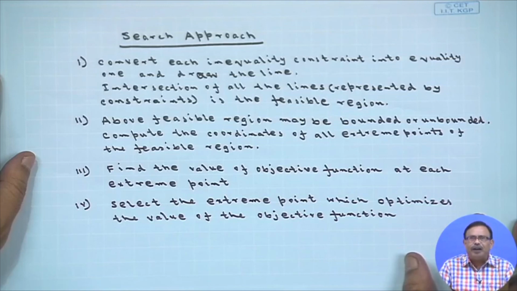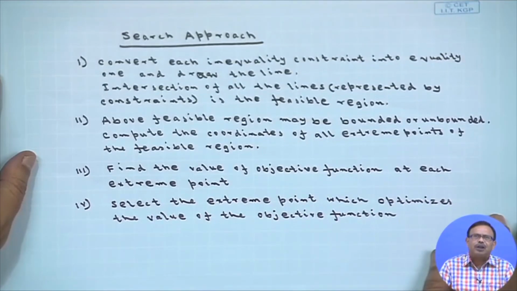Number 3 is to find the value of the objective function at each extreme point, and number 4 is to select the extreme point which optimizes the value of the objective function. So, I think the procedure is quite simple. If you have an inequality constraint in your problem, make it an equality constraint, and after that you draw the corresponding line. Like this, you will get one line for each constraint.